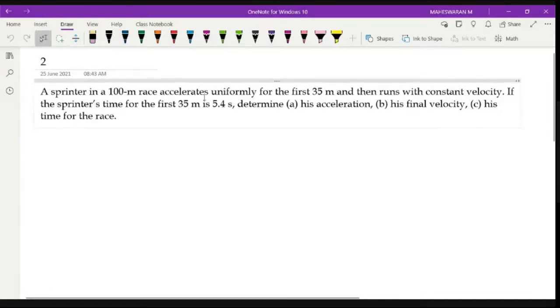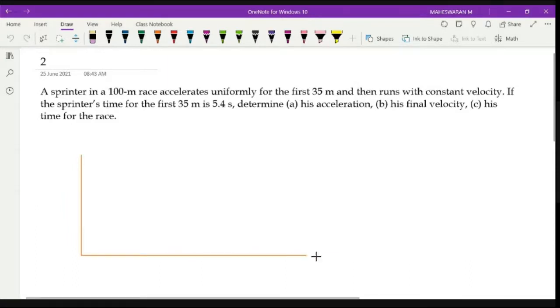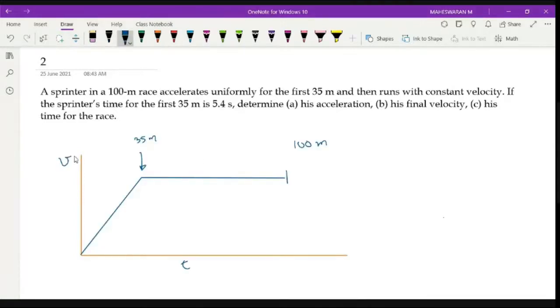If I draw a graph for this, let me consider this is my axis. I'm plotting velocity with respect to time, not acceleration. You have a constant increase in velocity for the first 35 meters. After that, your velocity is constant, it is straight. So I have to split it into two: the first part up to 35 and the second part after that, because they are asking for the data with respect to that. We will do that accordingly.